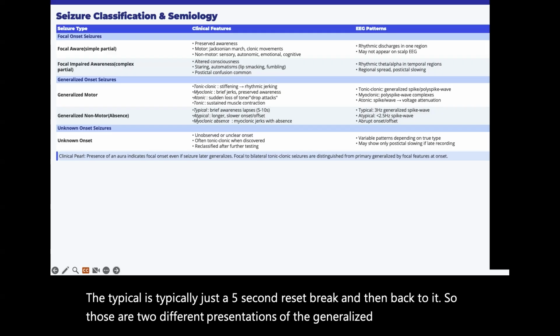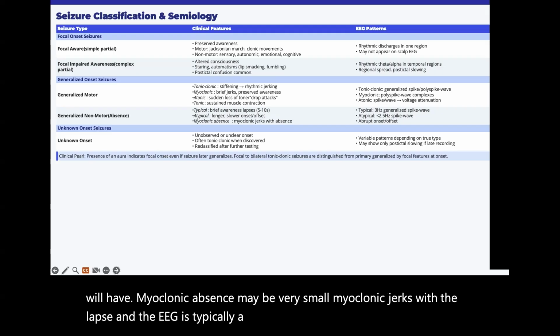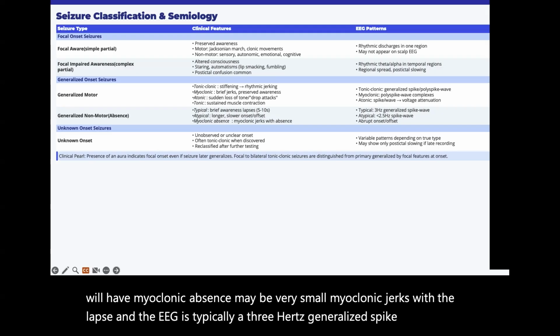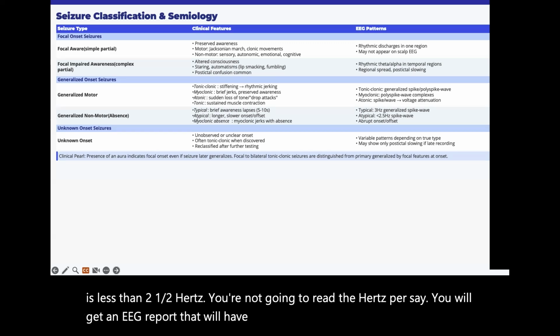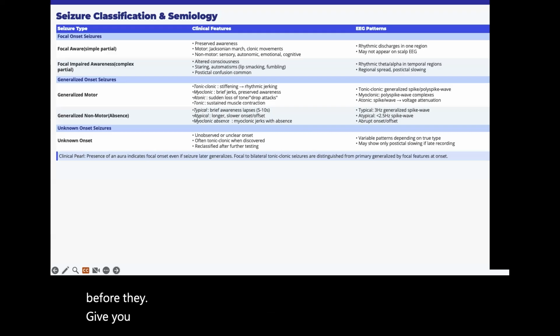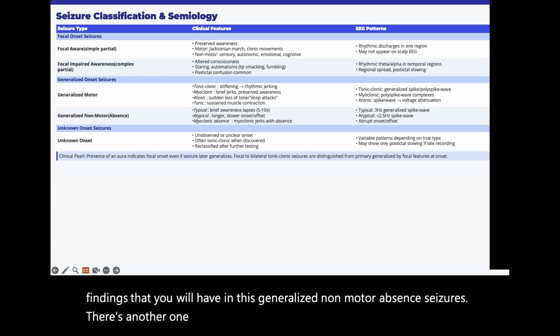They may have myoclonic absence, maybe very small myoclonic jerks with the lapse, and the EEG is typically a 3 hertz generalized spike wave. Atypical is less than 2.5 hertz. You're not going to read the hertz per se. You will get an EEG report that will have this in the description before they give you the final impressions. So this is one of the most specific EEG findings that you will have, in generalized non-motor absence seizures.